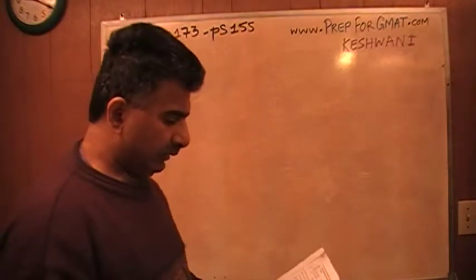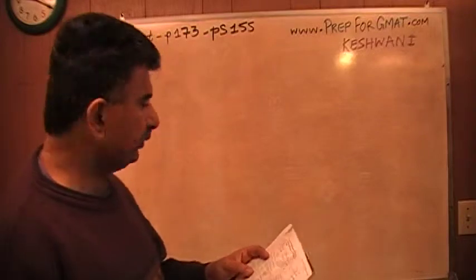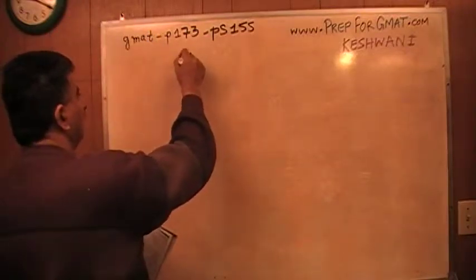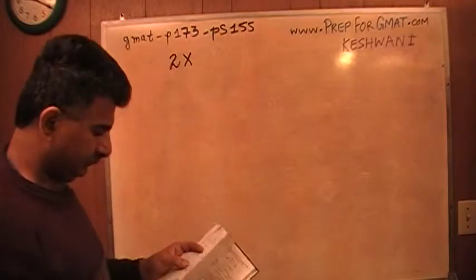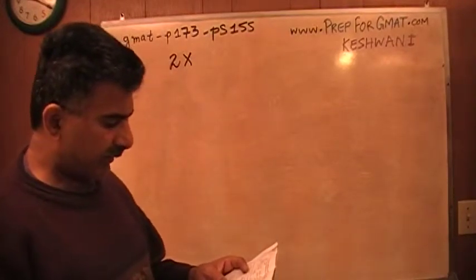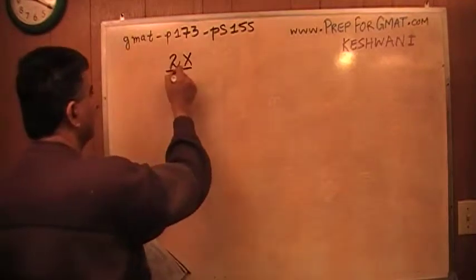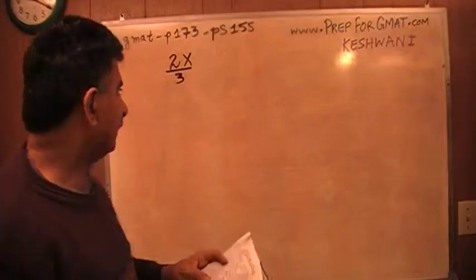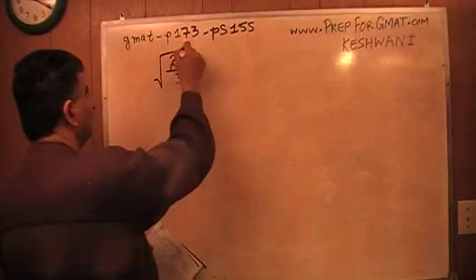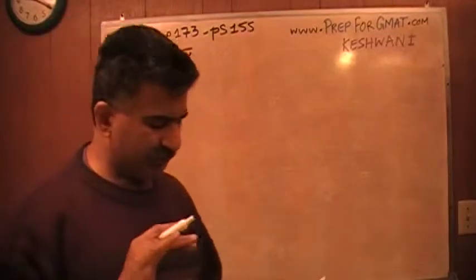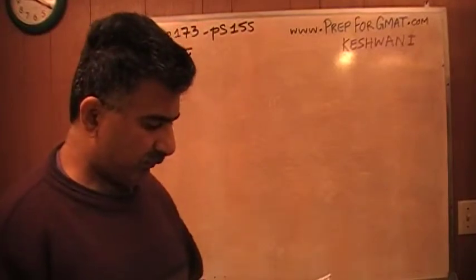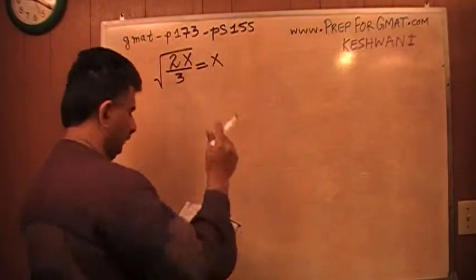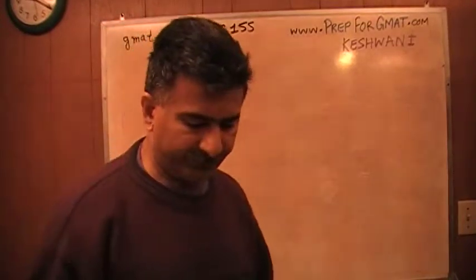It says a positive number x is multiplied by 2, and this product is then divided by 3. If the positive square root of the result, and don't worry about the positive square root, just square root of the result of these two operations equals x, the question simply is, what's the value of x?